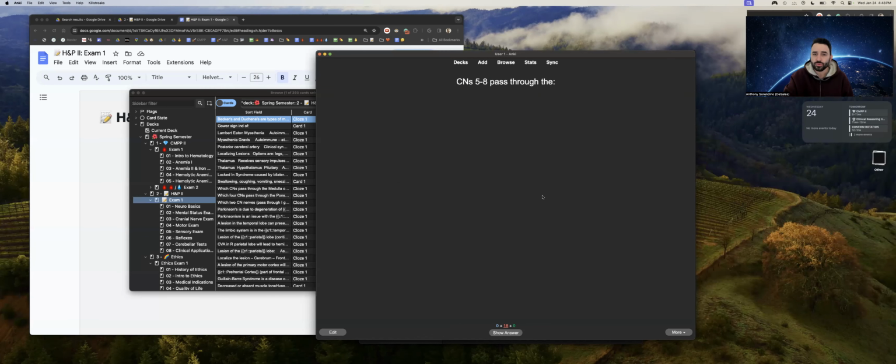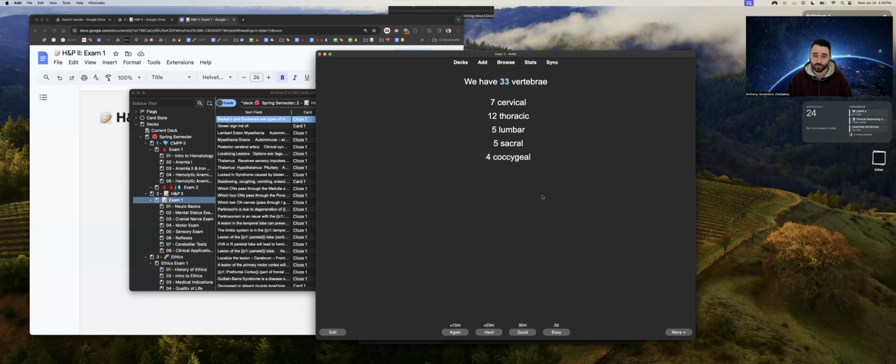5 through 8 pass through the, so it's not the midbrain. There should be the pons. So 5, 8, pons. We have blank vertebrae, 33. So it's 7 cervical, 12 thoracic, 5 lumbar, 5 sacral, and 4 coccygeal. 10, 22, 29, 33.